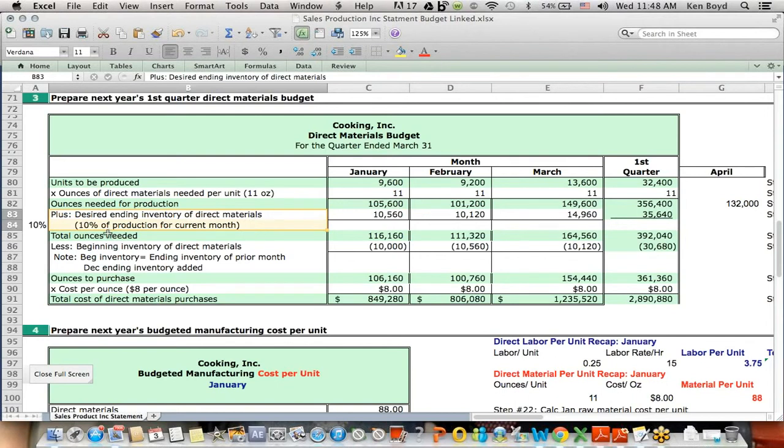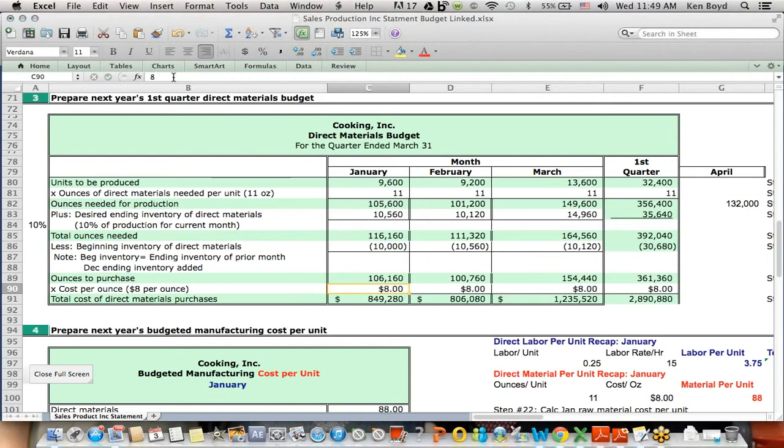An ending inventory of materials of 10% of the current month's production. So these numbers are simply 10% of the numbers above, 10% of the production. We add that up and we get the total ounces of stuff that we need. And we subtract beginning inventory of direct materials, which is ending inventory for the prior month. So for February, the beginning inventory is ending January. Beginning inventory for March is ending February. That can be a little tricky.